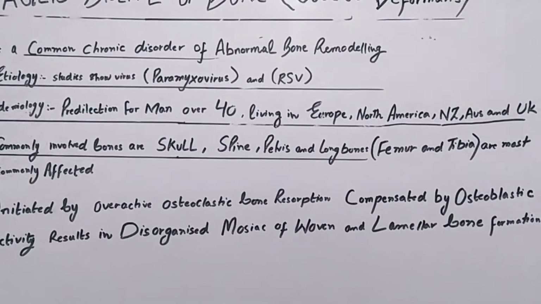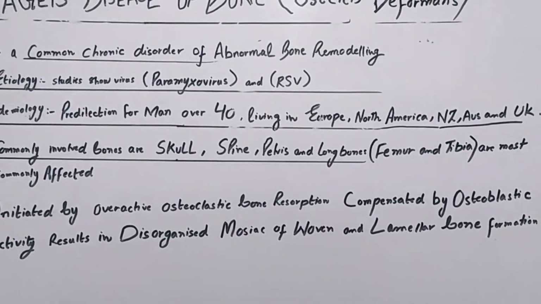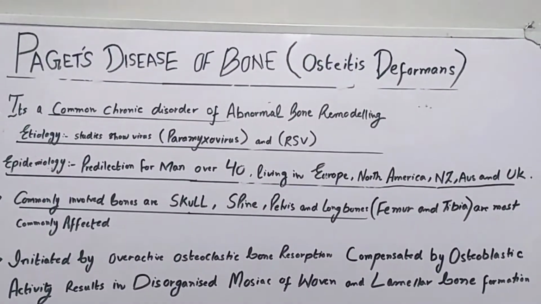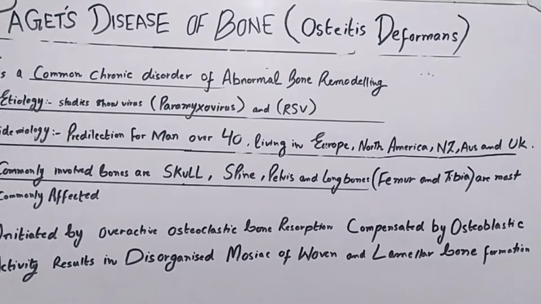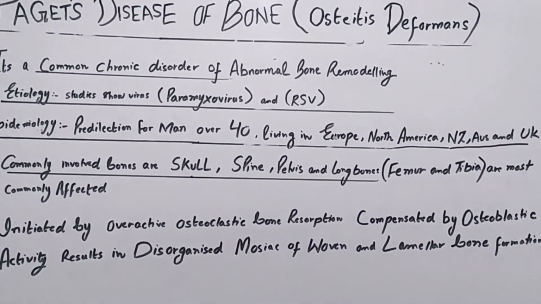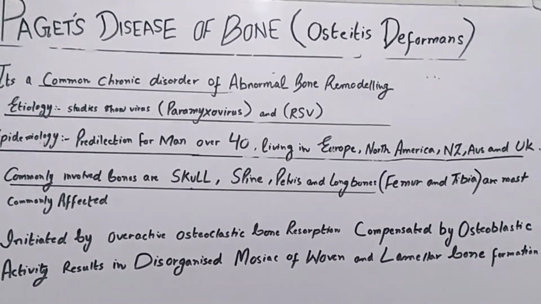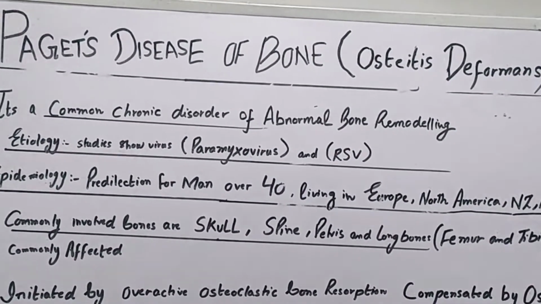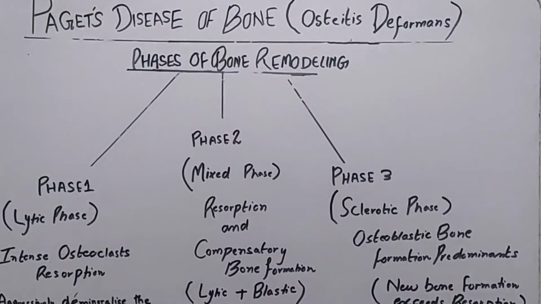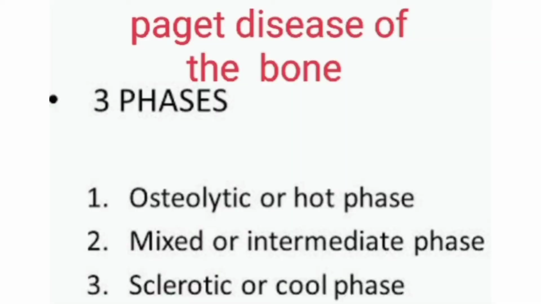Paget's disease is generally considered a relentlessly progressive disorder that evolves through various stages or phases of activity. Three phases are recognized in Paget disease: the osteolytic phase, mixed phase, and the sclerotic phase, which is also known as the blastic phase.